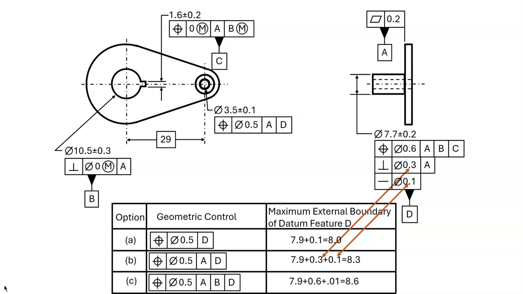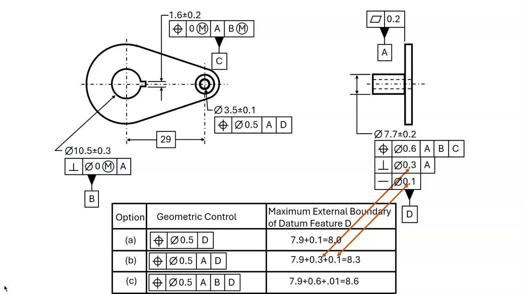When the feature control frame references datum feature A primary and datum feature D secondary, the calculation includes the orientation tolerance relative to datum A. The ring must always fit around datum feature D when taking into account the perpendicularity tolerance relative to datum A. Remember that datum feature D could already fill an 8 diameter boundary just from its size and its straightness error. Now that 8 diameter boundary could tilt relative to datum A.